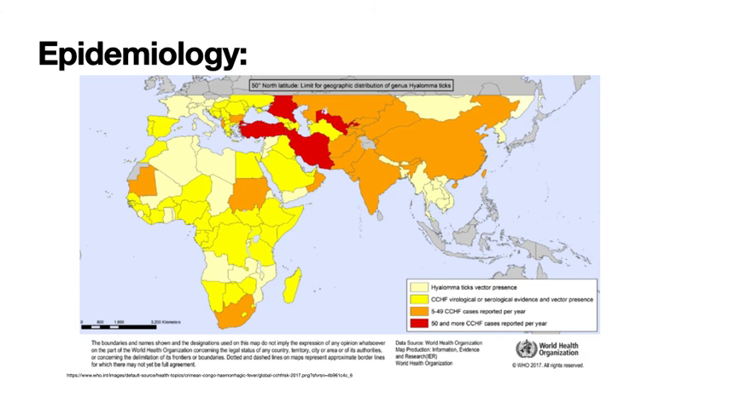Below I have attached a map from the WHO, World Health Organization, about CCHF. We can see that the different colors represent different things. The light yellow is the hemorrhagic fever vector presence. The brighter yellow is the CCHF virological or serological evidence and vector presence. The orange is 5 to 49 CCHF cases reported per year, and with the dark red, we see 50 or more CCHF cases that have been reported per year.